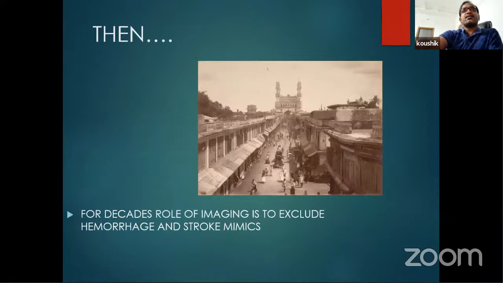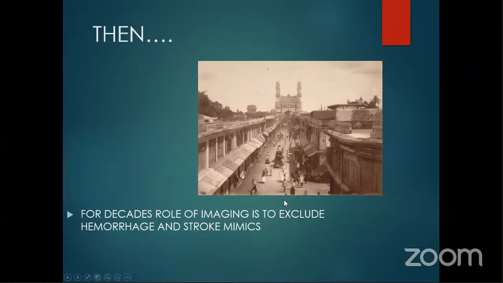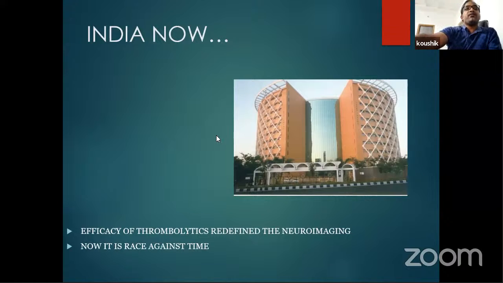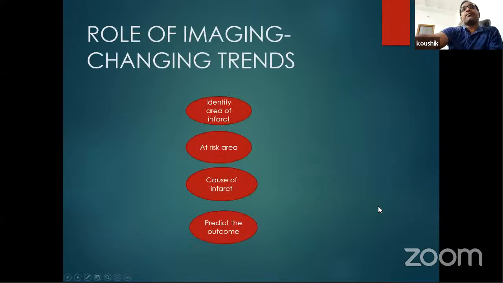For decades, we used CT or MRI to differentiate whether it is an ischemic stroke or a hemorrhagic stroke, because the mode of treatment changes. Now, with the efficacy of thrombolytics, neuroimaging has been redefined. In the window period, if you are able to bring and treat the patient, the infarct is treatable. So it is a race against time.